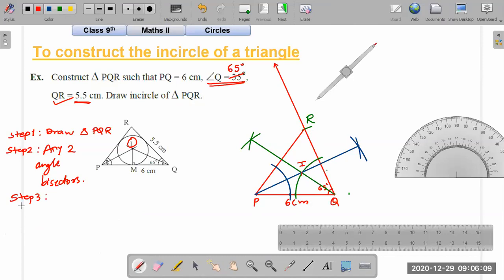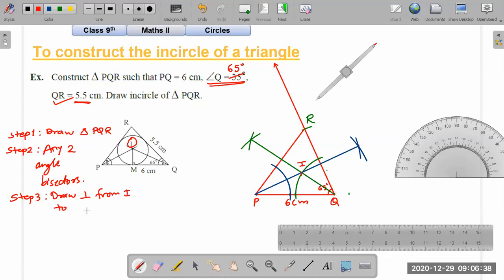That is the center, but what will be the radius? So radius will be the perpendicular distance of this center to any of those sides. Okay, so draw a perpendicular from the point I to any of the sides.